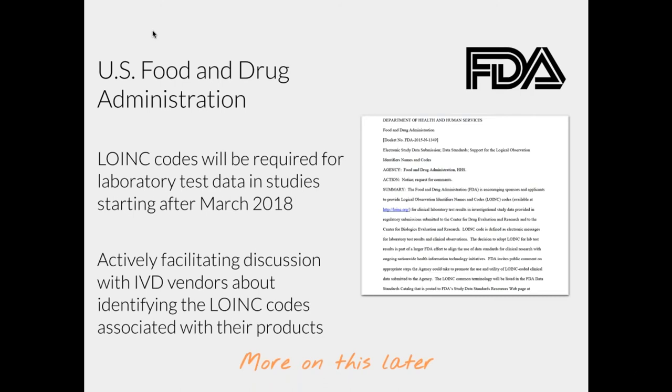The FDA has also been actively facilitating discussion with the IVD vendor community about ways to identify which LOINC codes go with the products that these manufacturers produce. The idea is that if purchasers of these IVD products had in hand the listing of the manufacturer's transmission codes with LOINC codes, that would massively simplify and accelerate the process of using and incorporating the standard codes. There's a lot of excitement there, and you're going to hear more about that tomorrow.